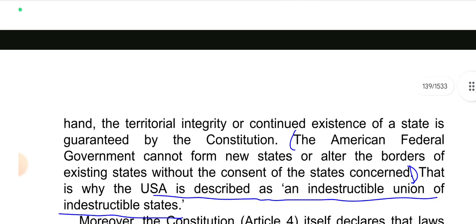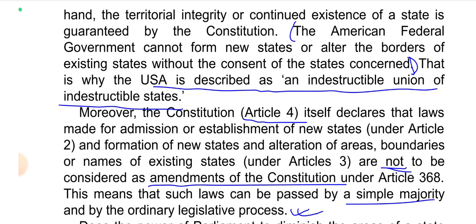In USA, on the other hand, the territorial integrity or continued existence of a state is guaranteed by the Constitution. The American federal government cannot form new states or alter the borders of existing states without the consent of the states concerned. That is why the US is described as an indestructible union of indestructible states.